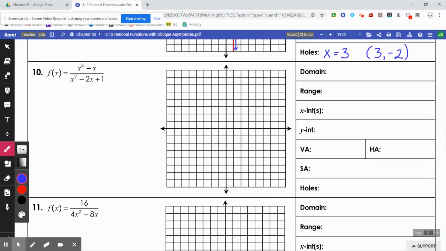Number 10. Step number 1, let's factor. Factor out the x on top, and you're left with x squared minus 1, which is difference of squares.